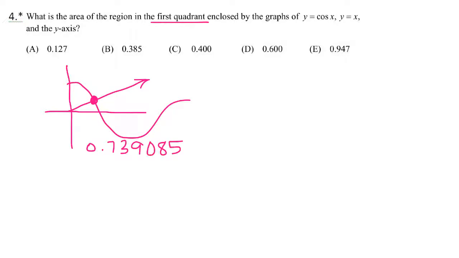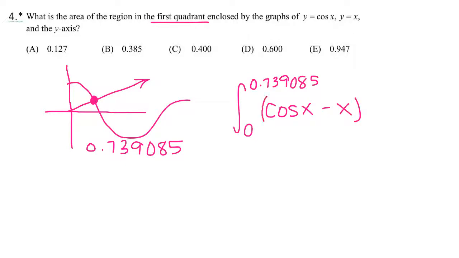All right, and so now we're ready to integrate. We are moving from 0 to our point of intersection, 0.39085. And we need to integrate our top function, which is our cosine x, minus the bottom function. And so once you type that in your calculators, it looks like you should get answer choice C. And again, make sure your calculator is set to radians.